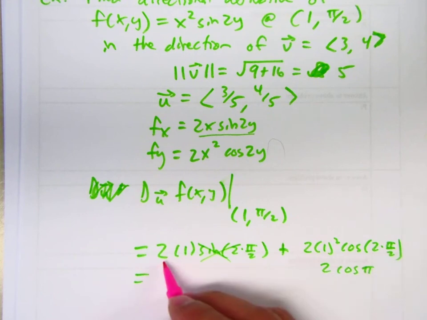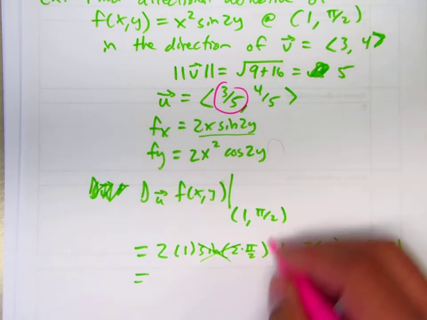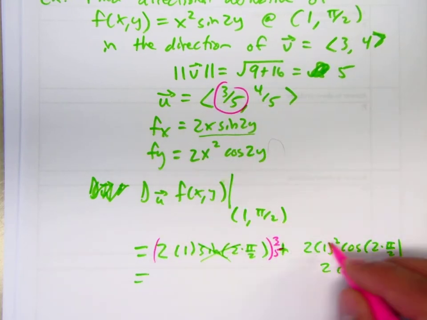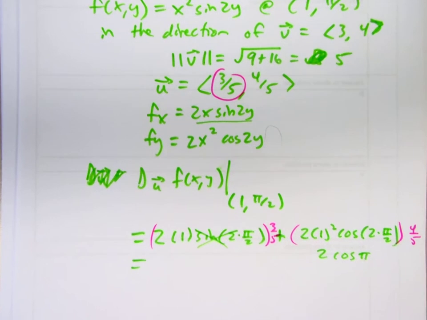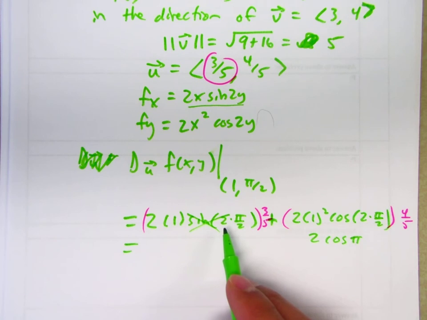So we have partial x, and then don't forget we need these guys, right? We need 3/5 over here, and then we got to multiply this by 4/5. Hopefully you saw that and were wondering what the heck I was doing. Anyway, first term still cancels out because we get 0 there.